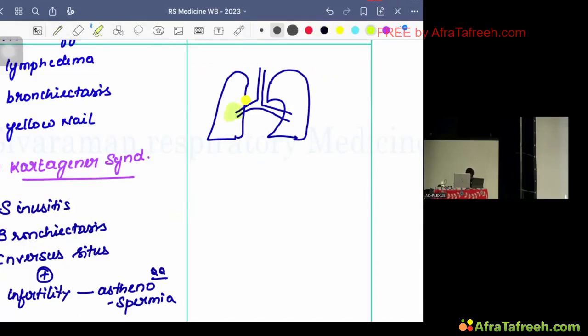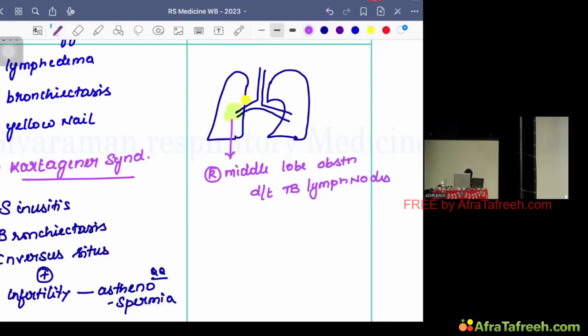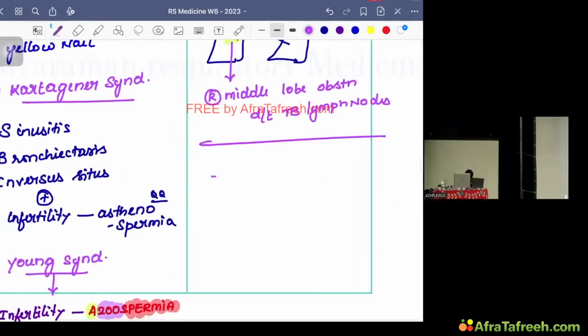Okay, and whenever this right middle lobe obstruction is present due to TB lymph nodes, it is called Brock syndrome. Brock syndrome.